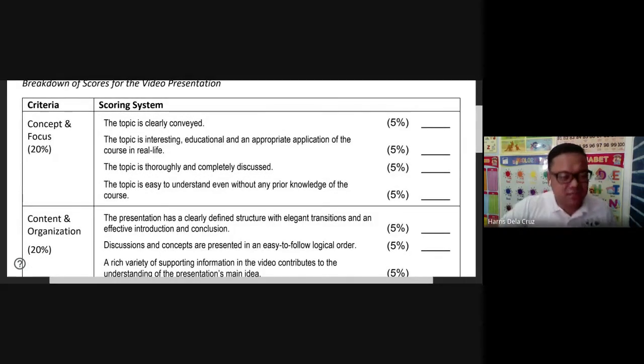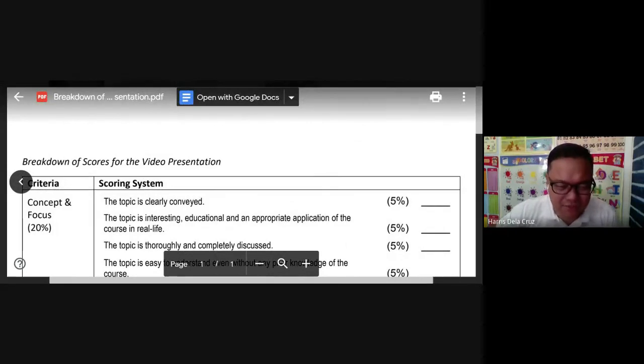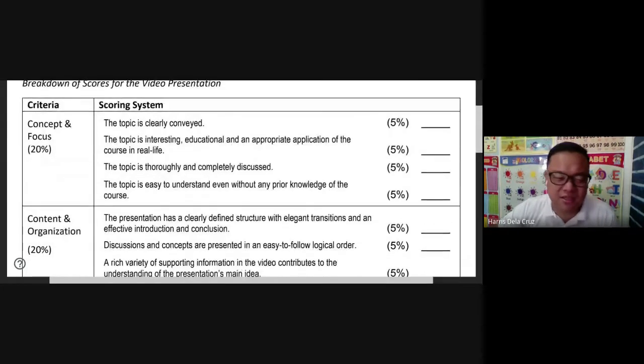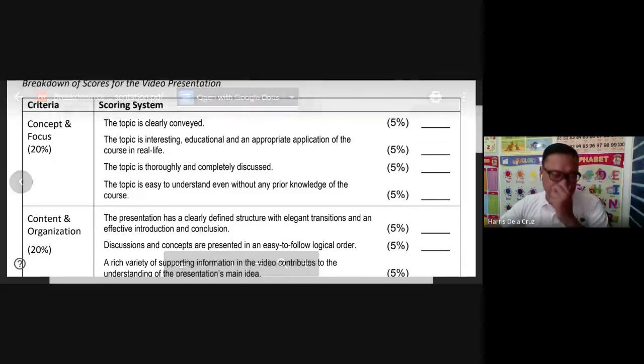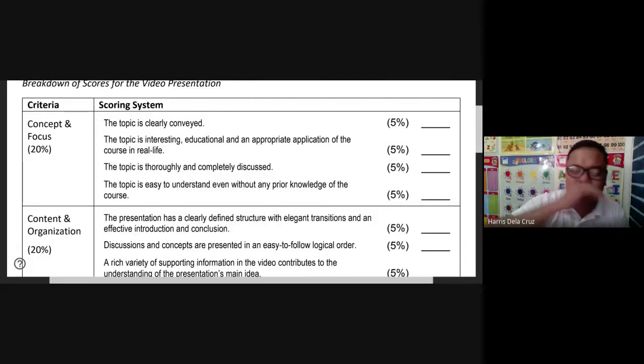So, check nyo na lang yung breakdown na to, breakdown of scopes for the scores for video presentation. So, kumbaga, doon sa content and focus, ito yung mga hinahanap ko. Pag-gradean ko na kayo. Yan. Para properly guided kayo. So, the topic is clearly conveyed. Malinaw na yung gusto mong iparating. The topic is interesting, educational, and an appropriate application of the course in real life. So, dapat application talaga siya ng graph theory. The topic is thoroughly and completely discussed. And the topic is easy to understand, and even without any prior knowledge of the course, maintindihan pa rin.